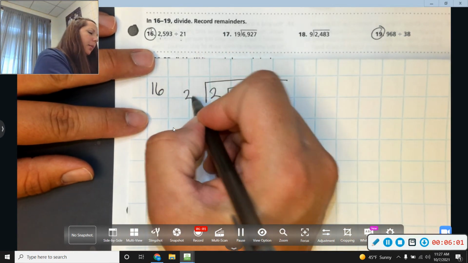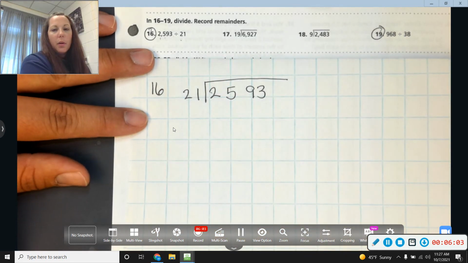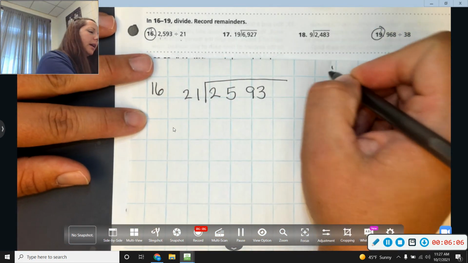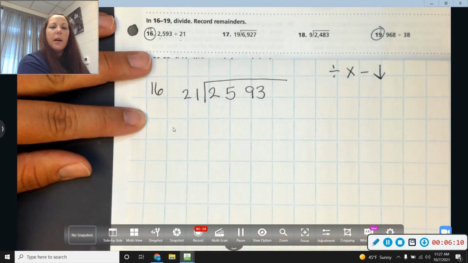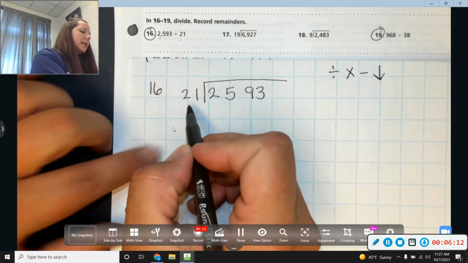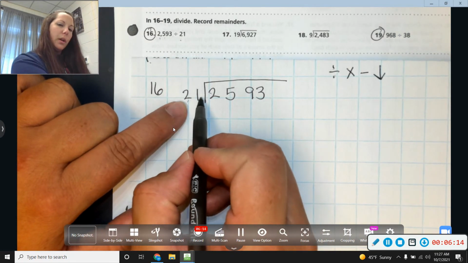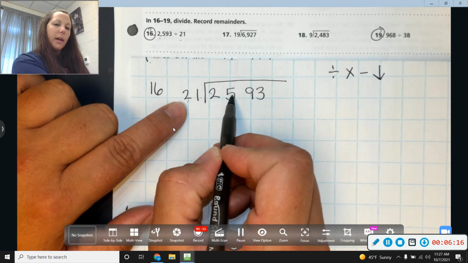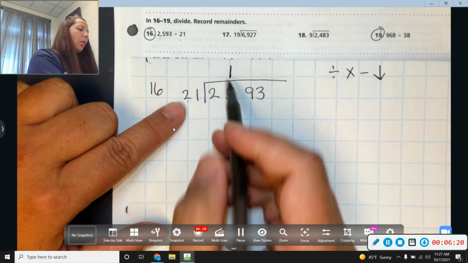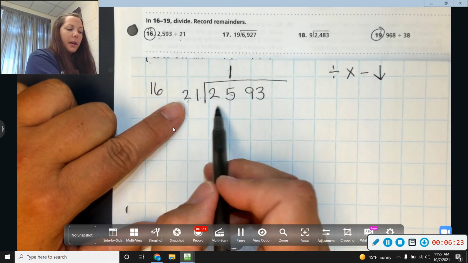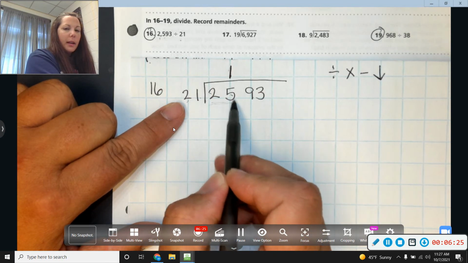21 is my number that goes outside of the symbol. Okay? I know I have to divide, multiply, subtract, and bring down. So now I'm going to say, how many times does 21 go into 25? I know 21 goes into 25 one time. So my 1 goes above the 5 because that's the number I'm dividing it into.